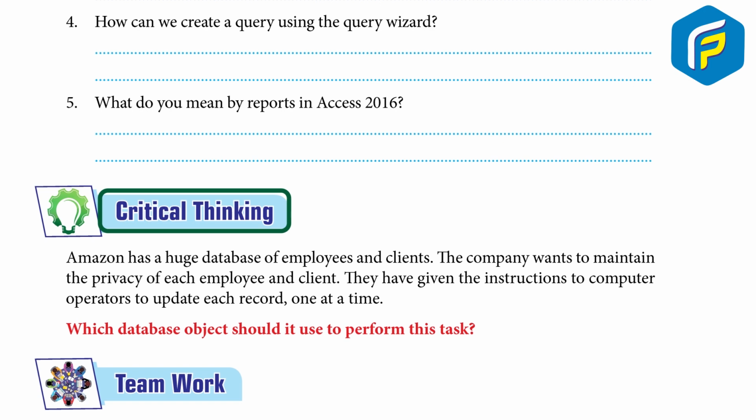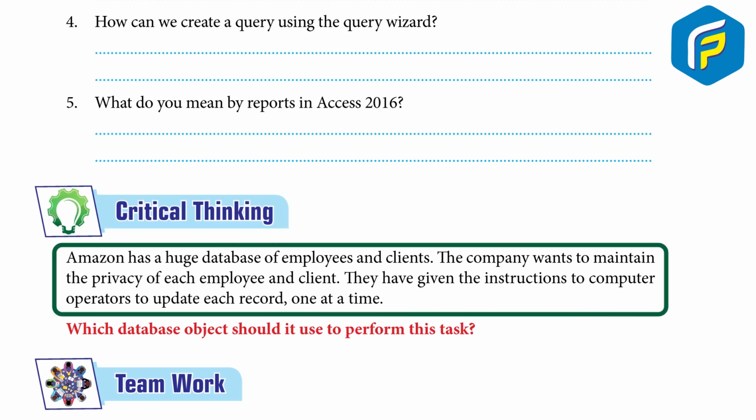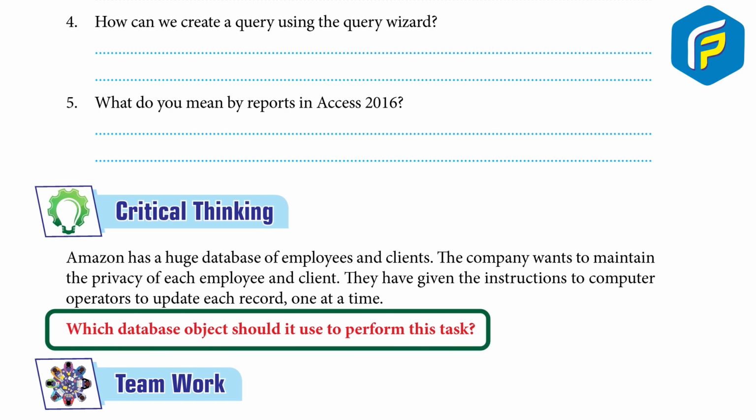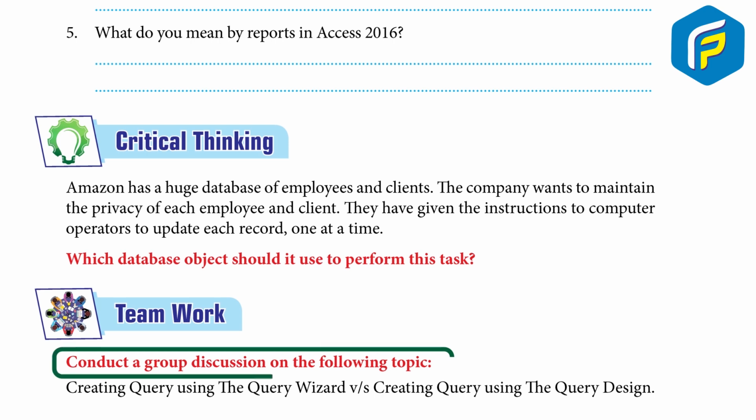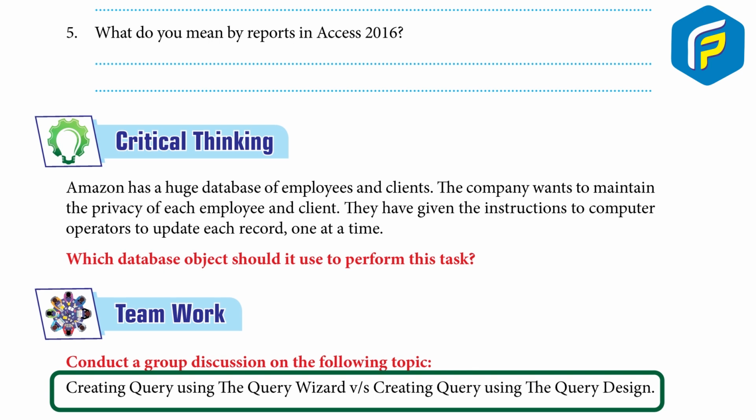Critical thinking. Amazon has a huge database of employees and clients. The company wants to maintain the privacy of each employee and client. They have given the instruction to computer operators to update each record one at a time. Answer: ask students to do it by themselves. Teamwork. Conduct a group discussion on the following topic: creating query using the Query Wizard versus creating query using the Query Design. Answer: ask students to do it by themselves.